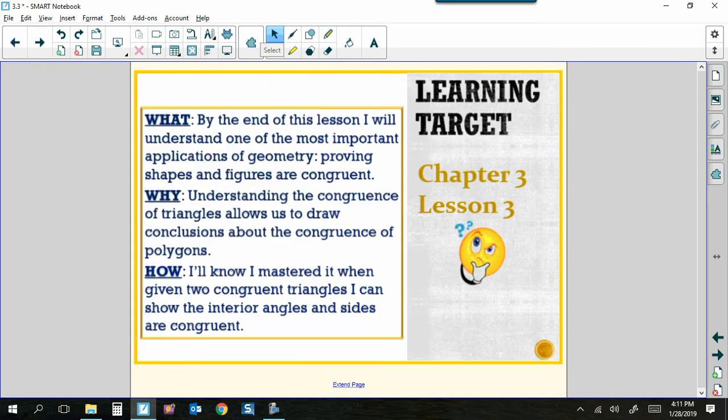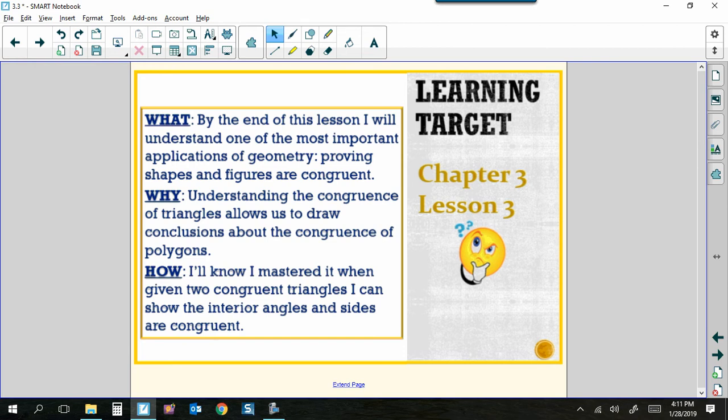What are we doing? By the end of the lesson, you will understand one of the most important applications of geometry, proving that shapes and figures are congruent. This is a large part of our course, and you will see it repeat itself over and over again as we move toward the end of the semester.